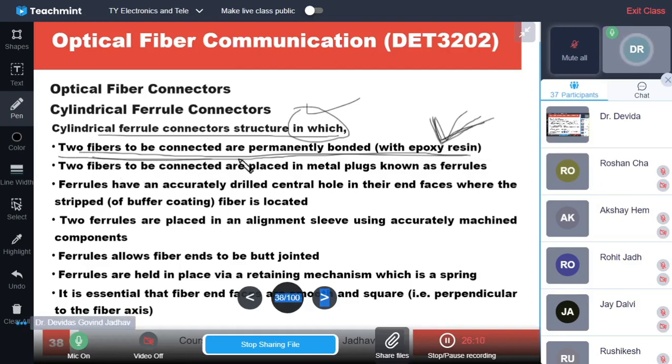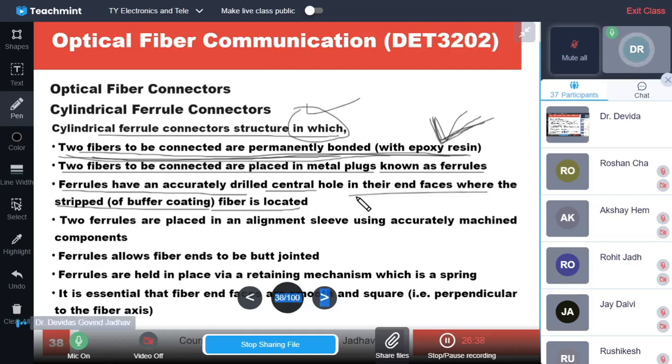So two fibers are connected in which the structure is there in which two fibers are connected permanently and bonded with the epoxy resin. Two fibers to be connected are placed in the metal plugs known as ferrules. So ferrules hold this, and ferrules have an accurately drilled central hole in their end faces where the stripped fiber, with the buffer coating removed, is located.